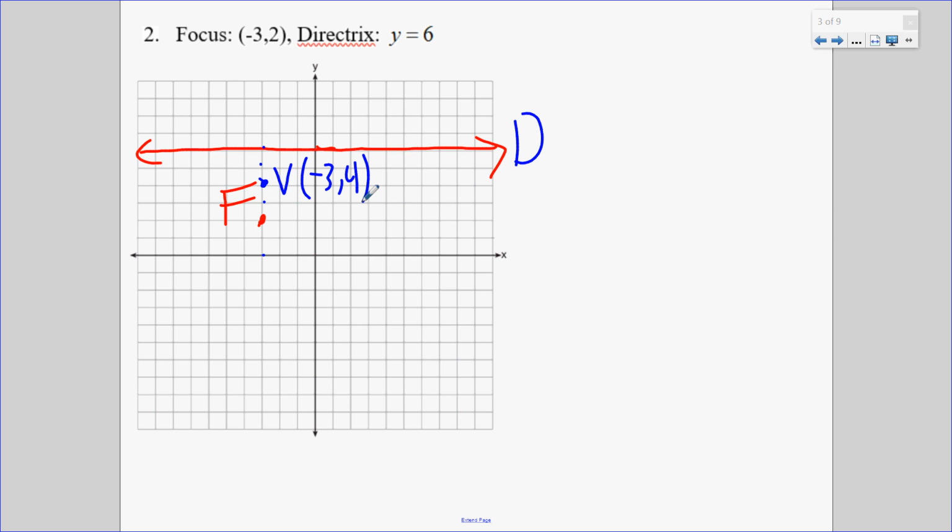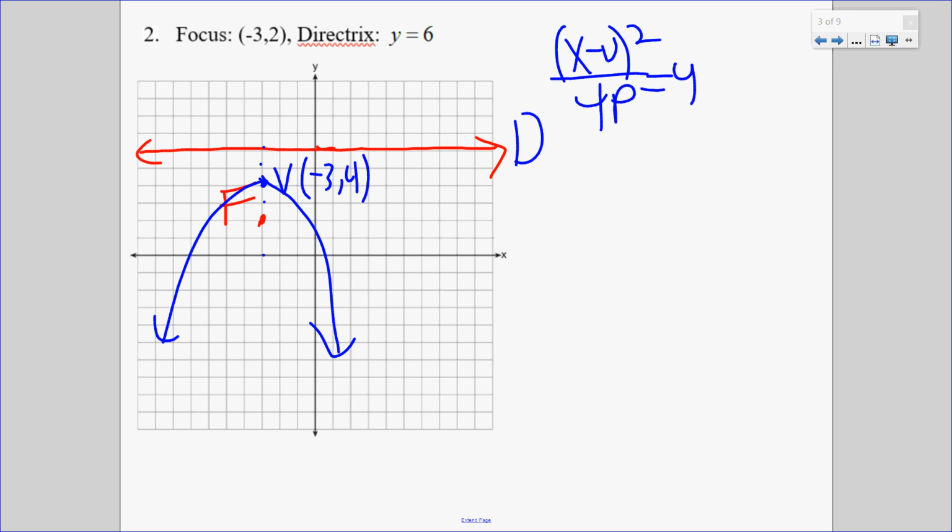Because my parabola can't touch the directrix, it can't touch the line, it's going to have to open down. (x minus h) squared over 4p equals y minus k. h equals, k equals, p equals. (h, k) is the vertex. So since the vertex is (-3, 4), h is -3, k is 4. p is the distance from the vertex to the focus. It's going down 2, so p is -2. And again, if you're not sure if p is positive or negative, if the parabola opens up, it's positive. If it opens down, it's negative.